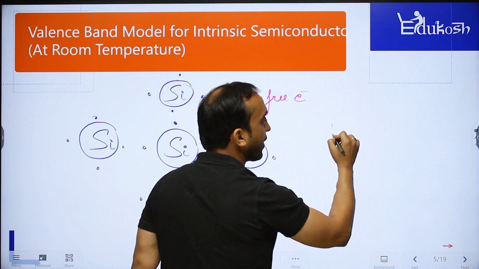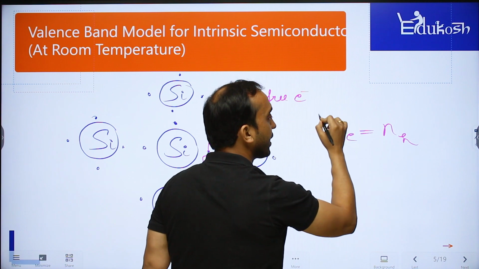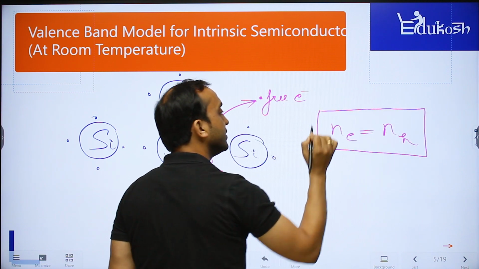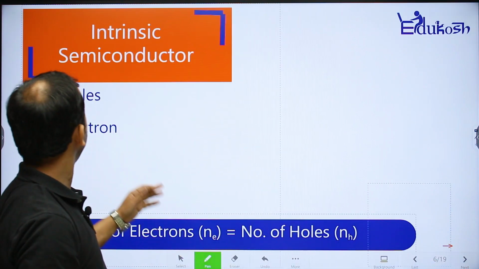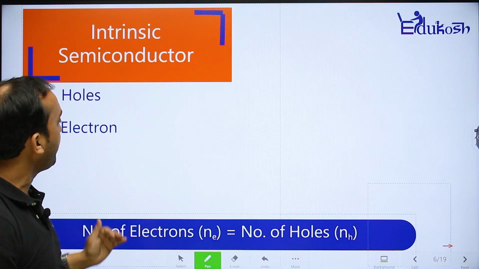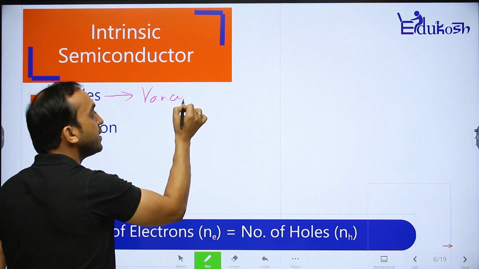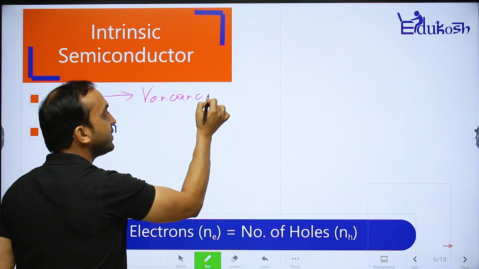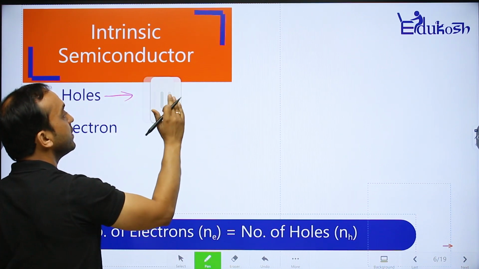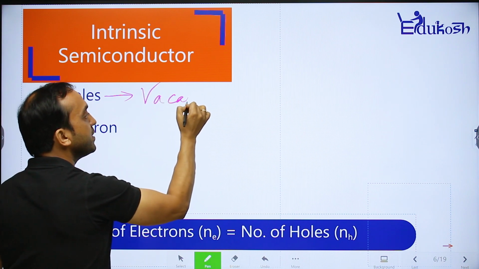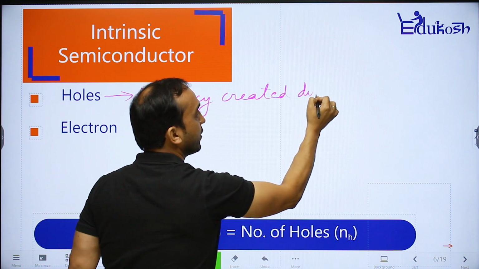So we can write the relation that n_e should always be equal to n_h in the case of an intrinsic semiconductor. So this is the valence band model. Next, we can talk about what a hole and an electron are, in very short. We know that holes are a vacancy created due to the absence of an electron.